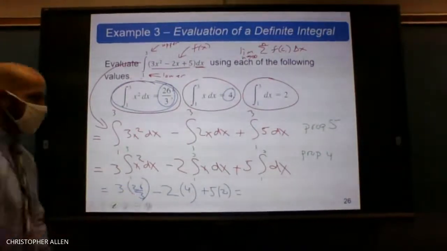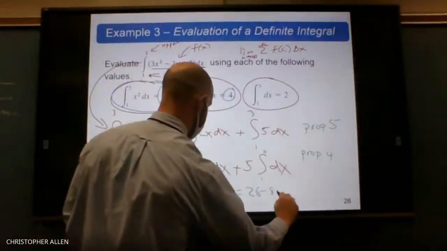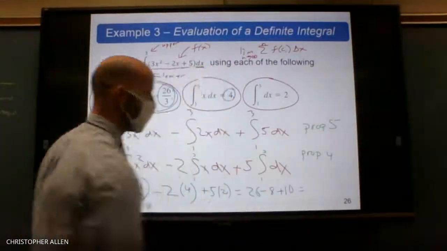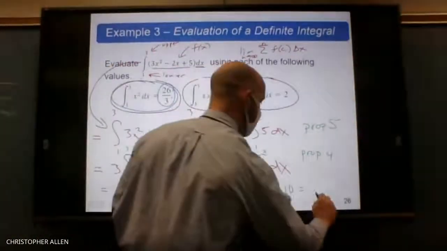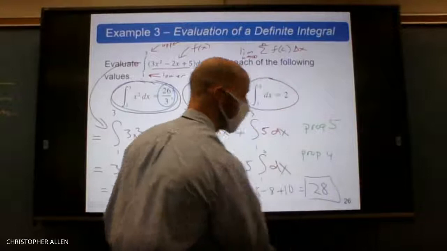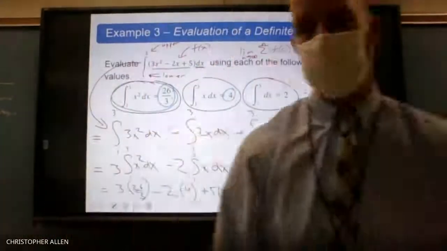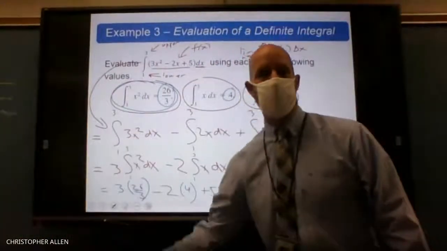Now, I made this one up convenient for me because guess what happens to these 3's? They cancel. So you get 26 minus 8 plus 10. 26 minus 8, I think, is 18. Plus 10 would be what, 28? You might see something like this in the future.